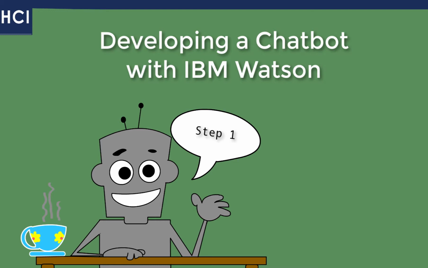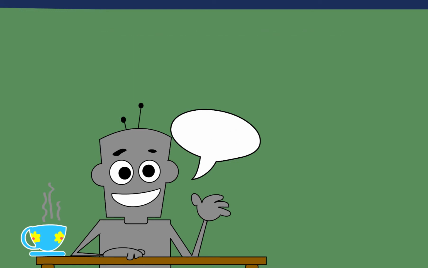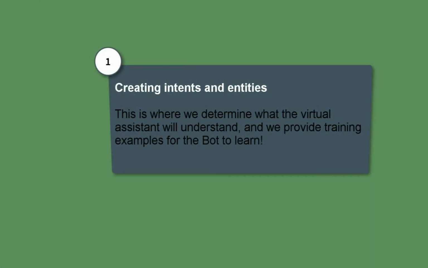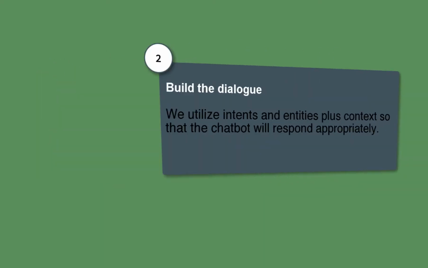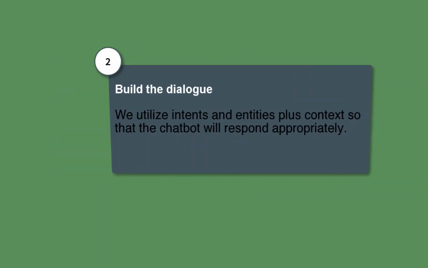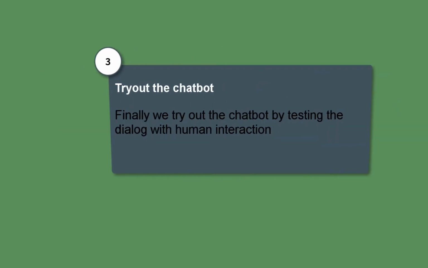In this tutorial, we'll focus on using the IBM Watson Assistant to create a chatbot. Creating a chatbot involves three primary steps. Creating intents and entities, and this is where we determine what the virtual assistant will understand, and we provide training examples for the bot to learn from. Build the dialogue. We utilize intents and entities plus context so that the chatbot will respond appropriately. Finally, we try out the chatbot by testing the dialogue with human interaction.